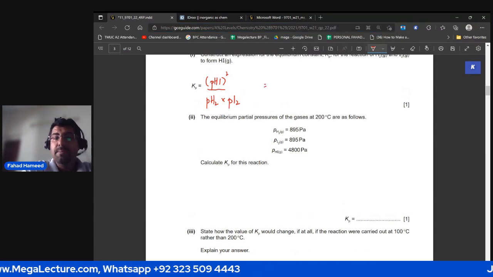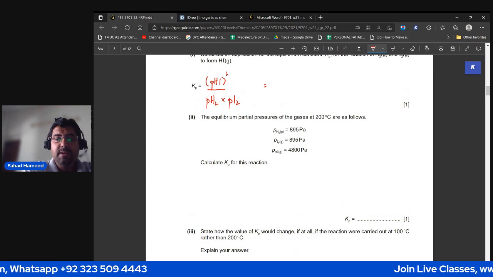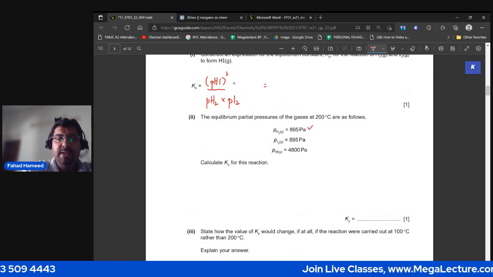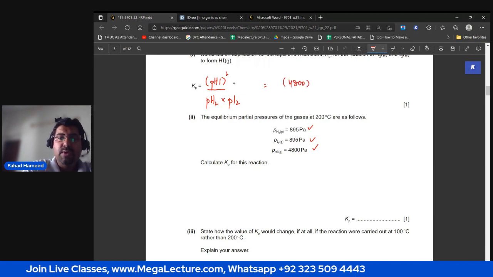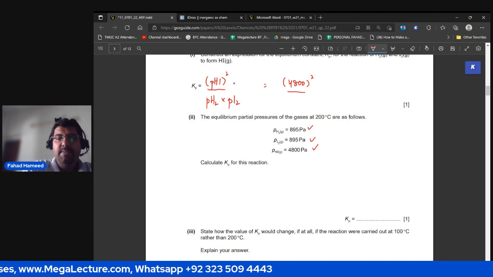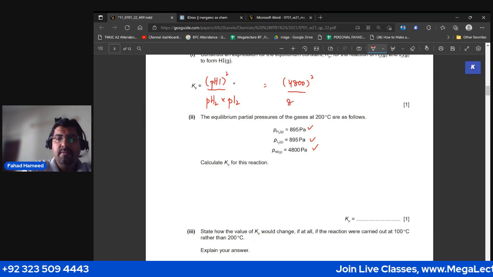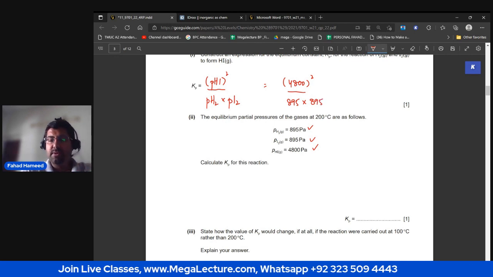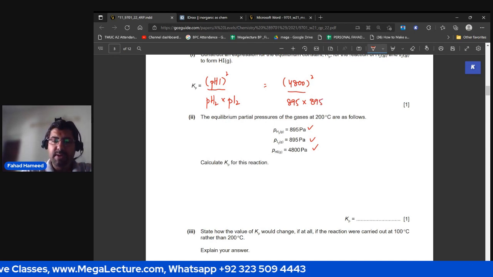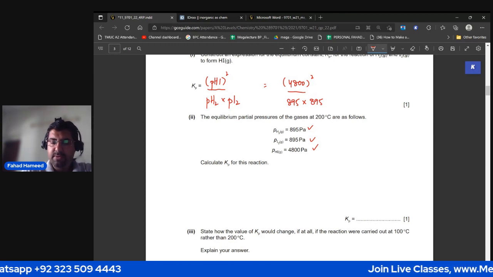Make sure you show your workings properly. So it's the pressure due to H2, pressure due to I2, and pressure due to HI. So it's going to be 4800, and that's going to be squared, and it's going to be divided by 895 and multiplied by 895 again. So if you do this on your calculator, and let me open the calculator very quickly, and make sure even in your practice sessions, practice with your calculator.